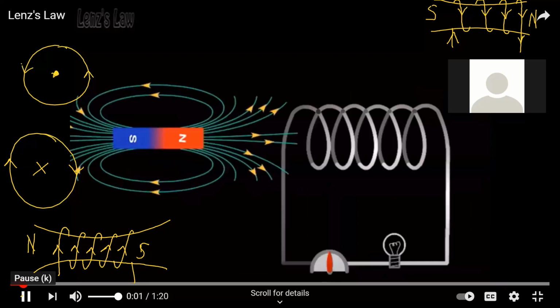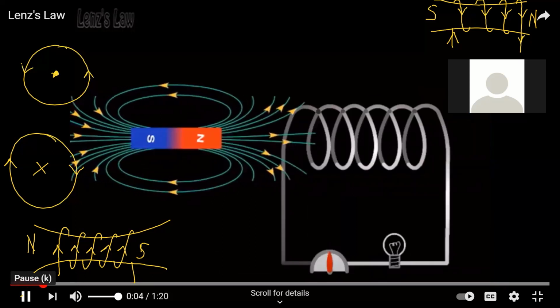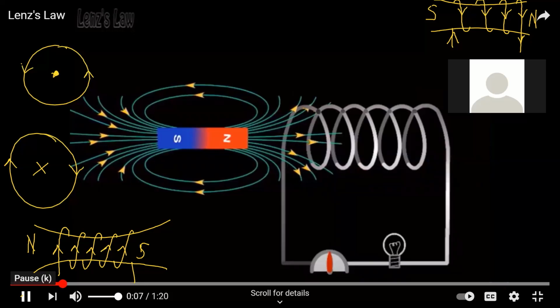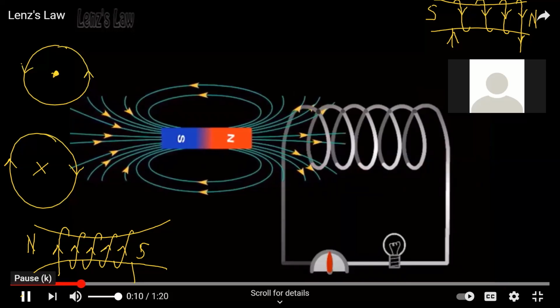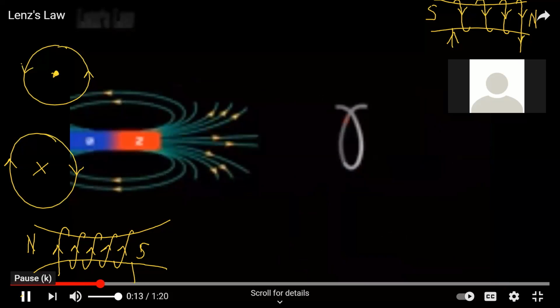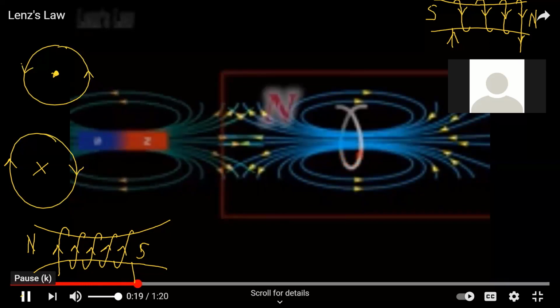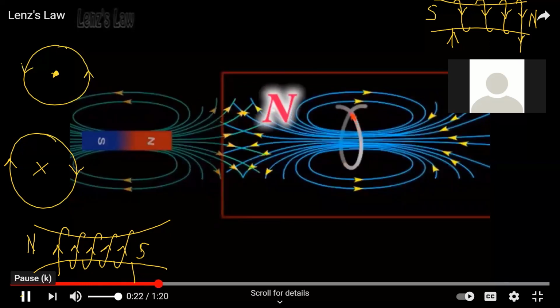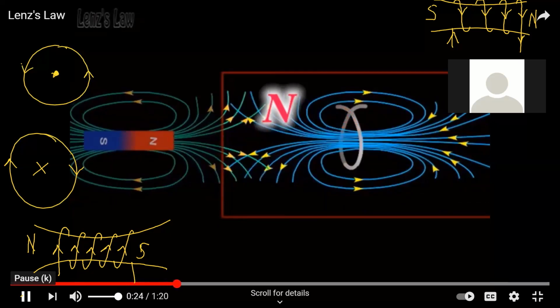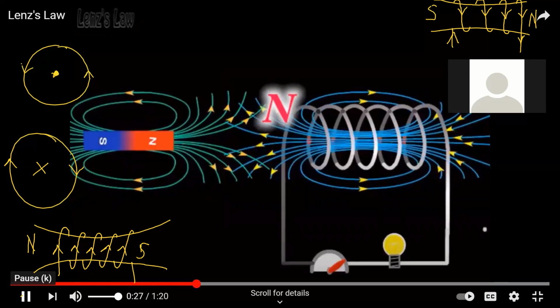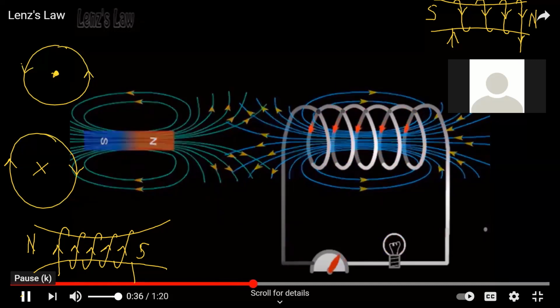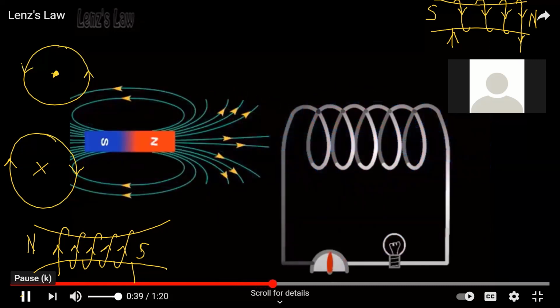Lenz's law helps us to find the direction of the induced current in a loop when it is placed in a magnetic field which is changing. As the magnet moves towards the solenoid, this induces current in the solenoid. The induced current creates a magnetic field. The loop produces a north pole to oppose the magnetic field of the approaching north pole of the magnet. When the magnet stops moving, there is no changing magnetic field. The current in the loop is zero.